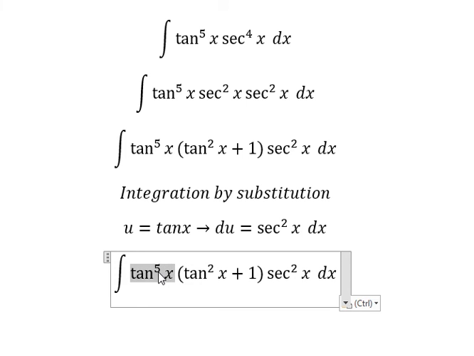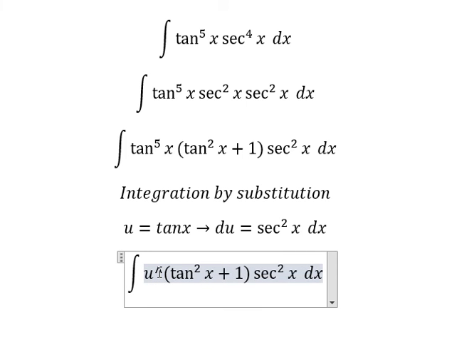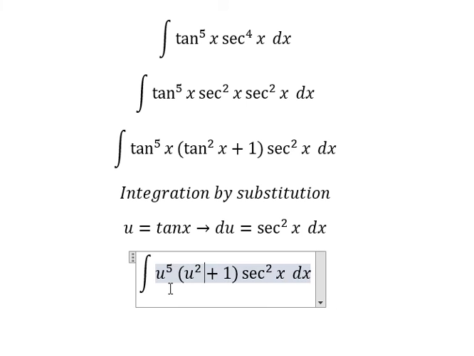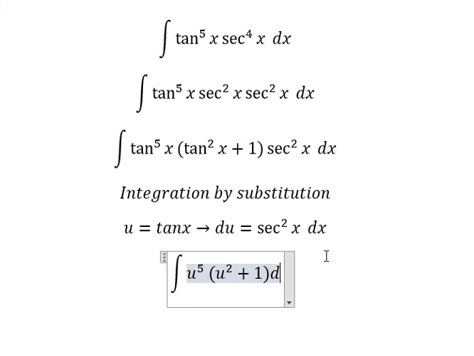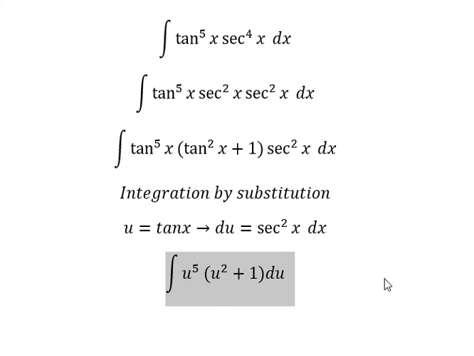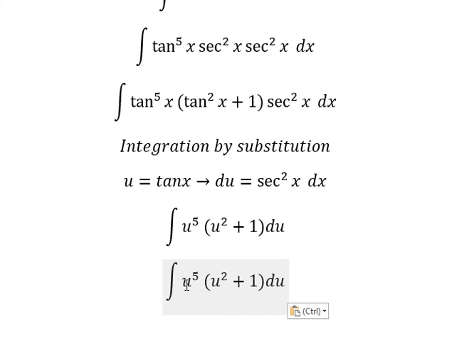This one you get u to the power of 5. Similar for this one. This one we change by du. U to the power of 5 multiplied by u squared plus 1.